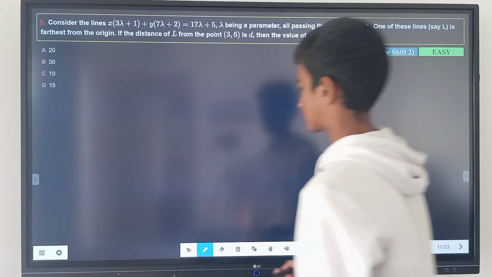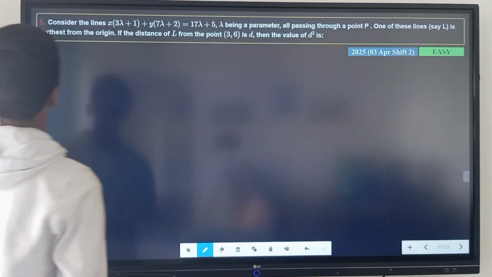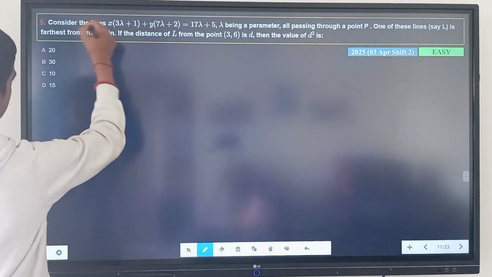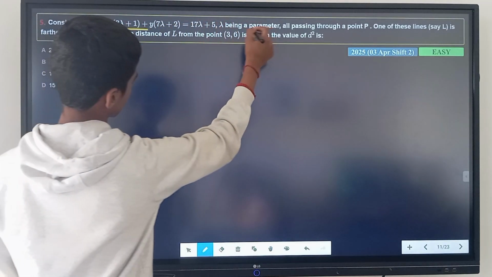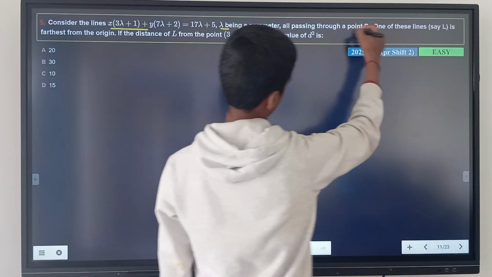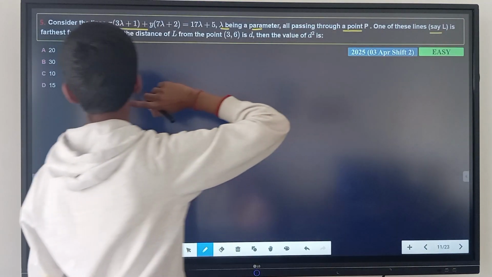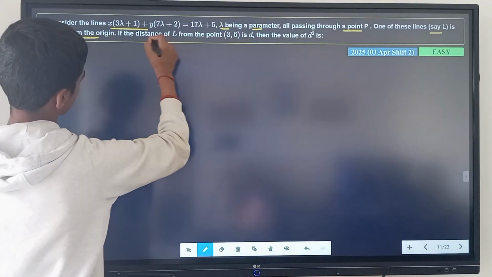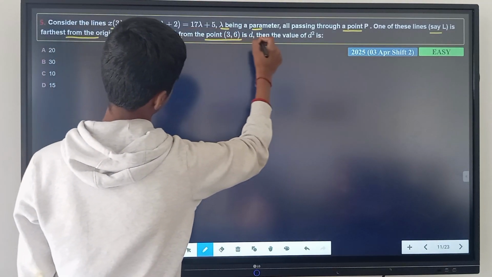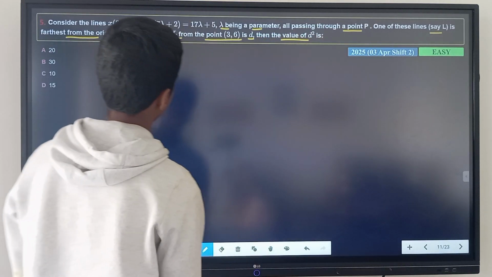Here is our next question. This time our question says, consider the lines with lambda being a parameter, all passing through a point P. One of these lines, L, is farthest from the origin. If the distance of L from this point is D, then find the value of D square.